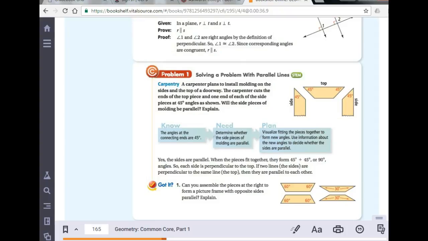Hello, we're looking at problem number 1 found in lesson 3-4. These are about parallel and perpendicular lines, and let's look at problem 1 here.